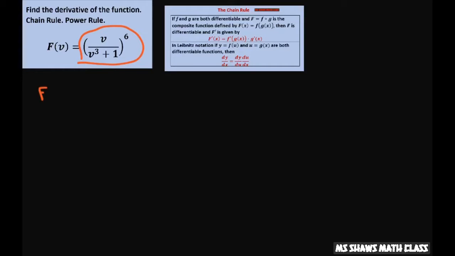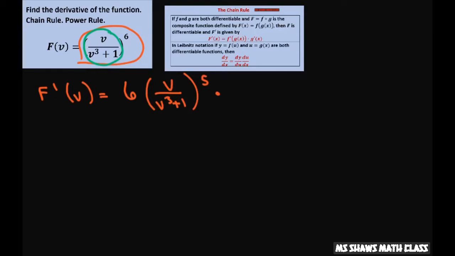So, f prime of v equals 6 times v cubed plus 1, divided by v cubed plus 1 to the fifth. And you multiply this by the derivative of your inner function.